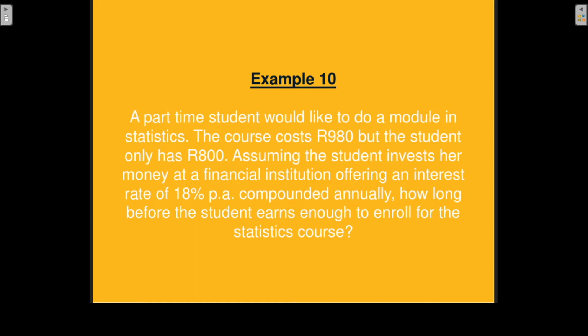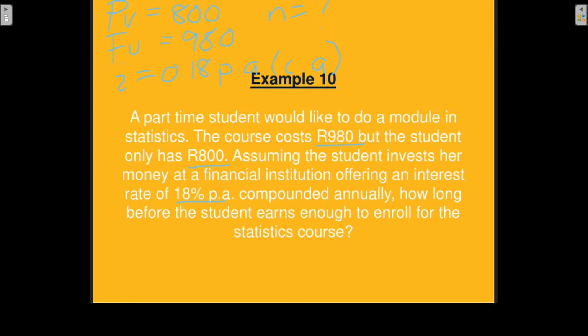Okay, so what we have here is we have the future value, the amount of money that she needs, the present value, the amount of money that she can invest, and then the interest rate, 18% per annum compounded annually. And we would like to find the value of n. So we have the present value, 800 rands, future value is 980, the interest rate is 18% per annum compounded annually, and we would like to know what is our n.